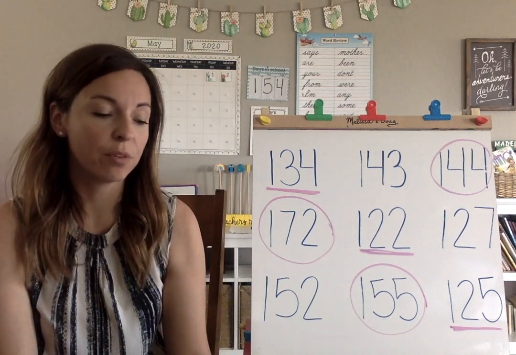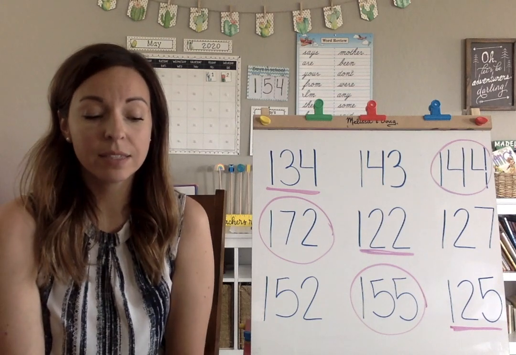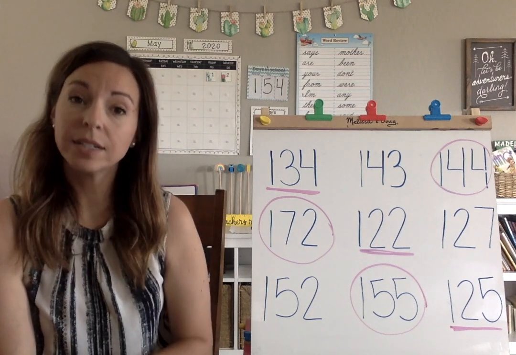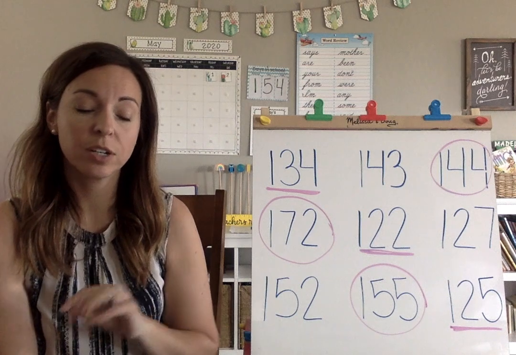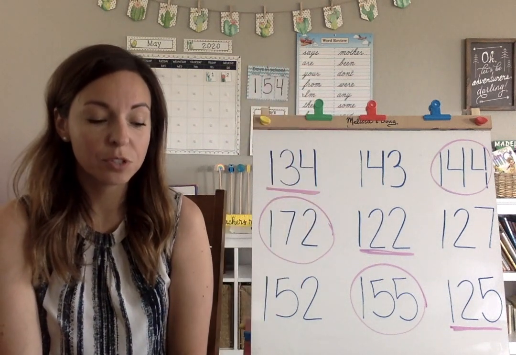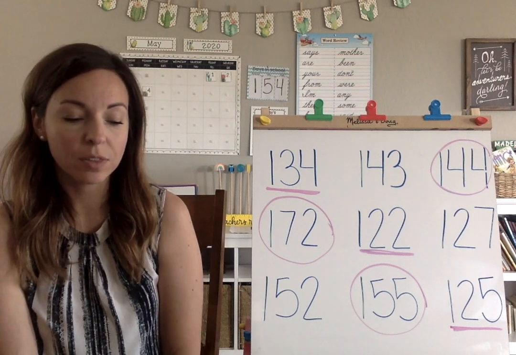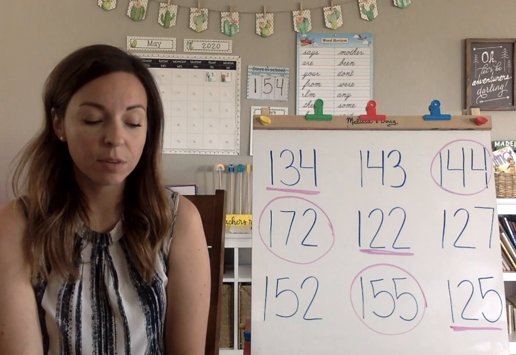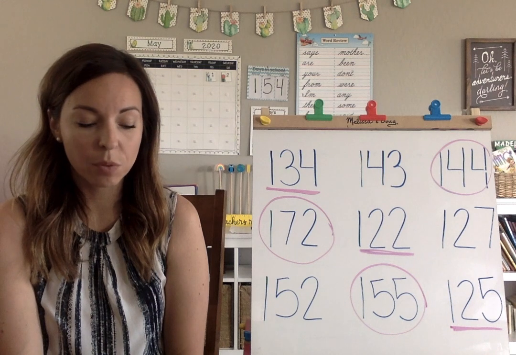Okay, turn your paper over. Number 1 says write the sums. So here you're going to practice what we just did, what we just learned, carrying to the hundreds place and then adding. For number 2, you're going to write the sums for the doubles. Then number 3 is a thinking cap question.